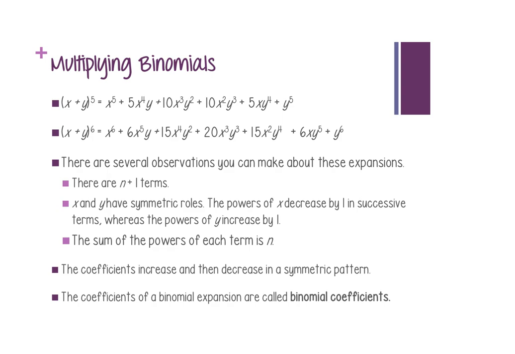The sum of the powers of each term equals the exponent on the original one. So this is just 5, that matches. This would be 4 plus 1, that's 5. 3 plus 2, that's 5. 2 plus 3, that's 5. 1 plus 4, that's 5, and then 5 by itself. Same thing happens here, okay? Each of those terms increase and decrease in a symmetric pattern, and all of those exponents can get added together to give you the 6 in that case.